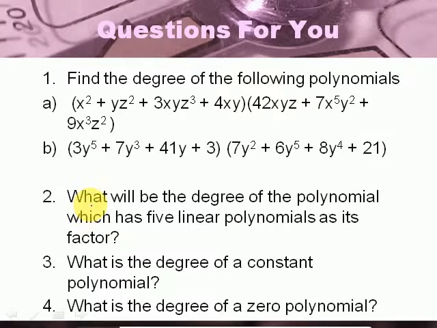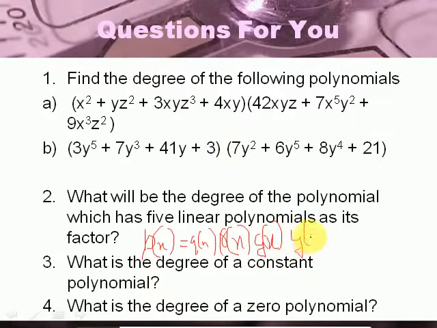In the second question, it is asked what will be the degree of a polynomial which has 5 linear polynomials as its factors. So let us assume we have one polynomial px, and it has 5 factors. Let us say qx, rx, gx, yx, and lx. So all these five polynomials are the factors of px, and all these are linear.